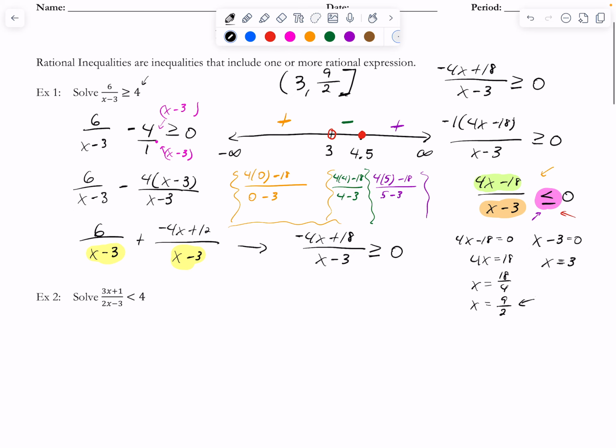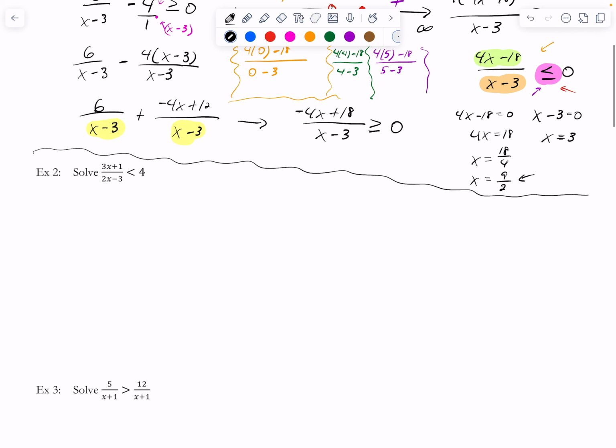So that's kind of the way that I want to approach doing this. And I know it's a lot of work. I'll try to give you more space when I ask you to do it on your own. Okay, let's go to example 2.